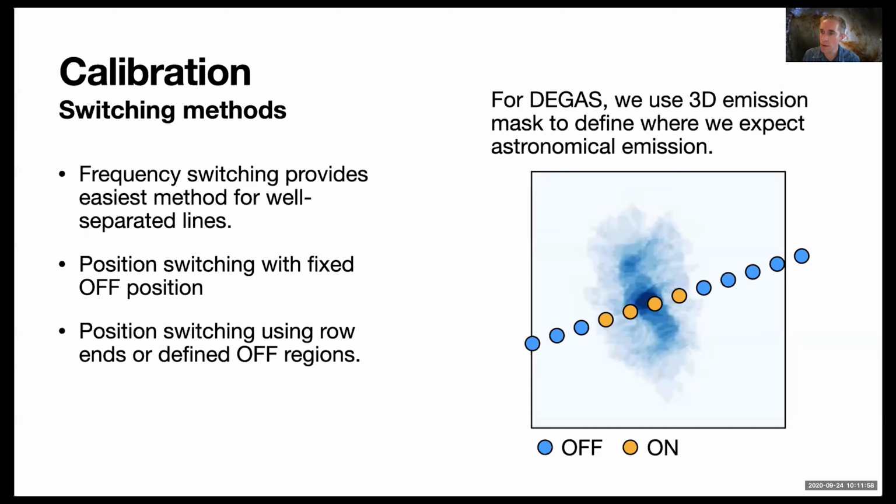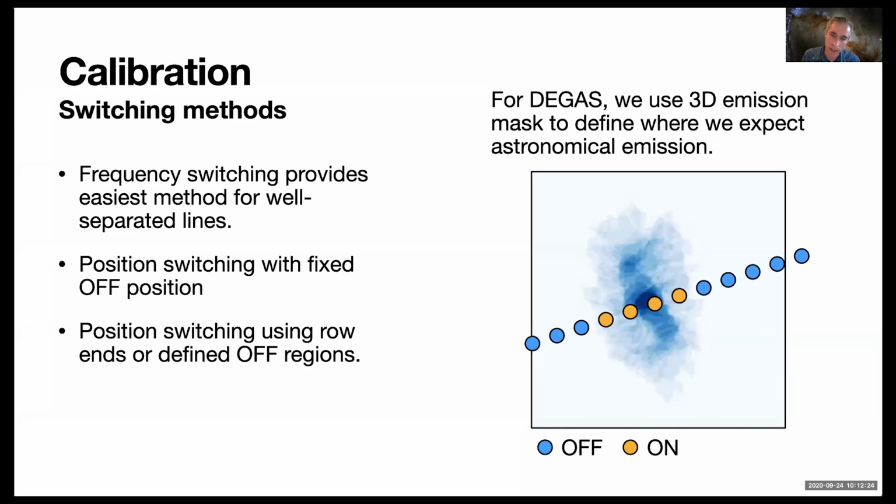Finally, one thing that we adopted in the Degas survey was to actually use off regions defined within our map. So we never steered off to a different place in the sky. We just knew what part of the sky was going to be blank. And here we know that because we've already observed a lot of these targets, these nearby galaxies, in carbon monoxide emission, which is really bright compared to the lines that we want to see.